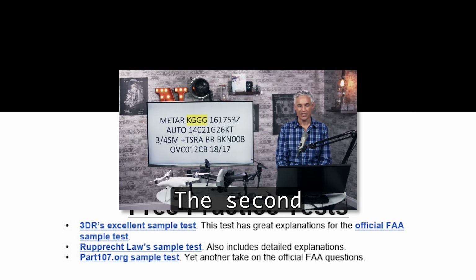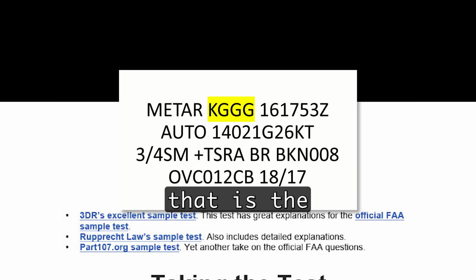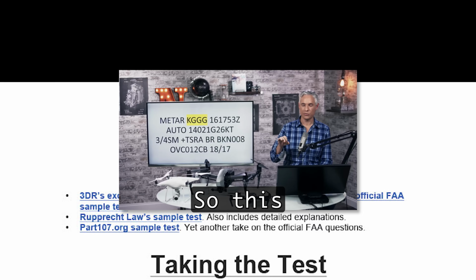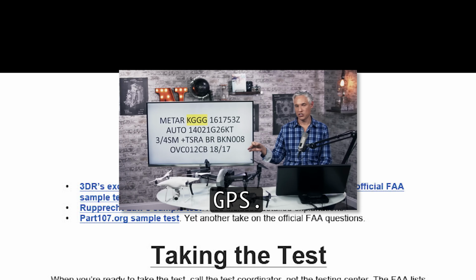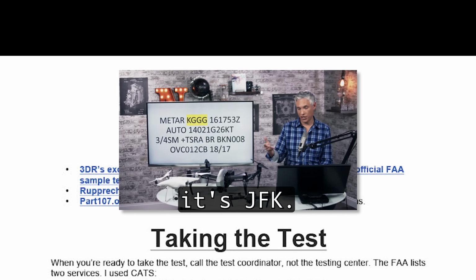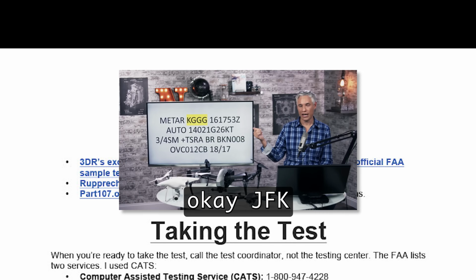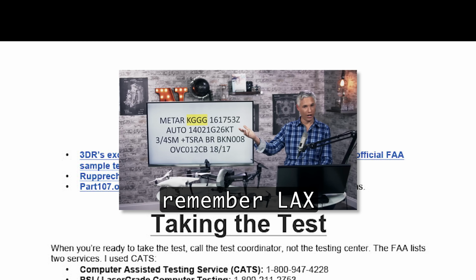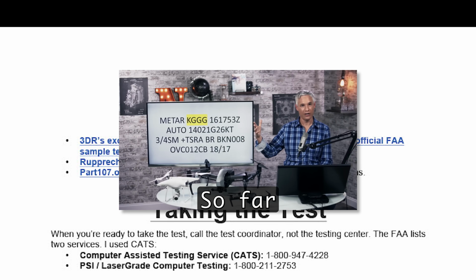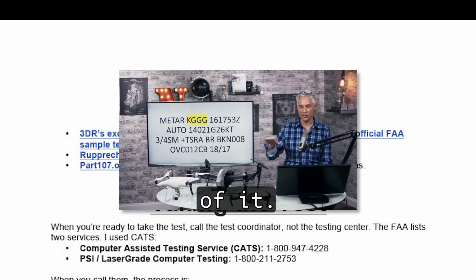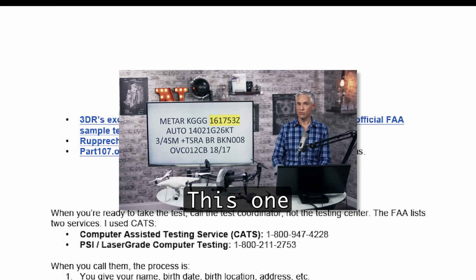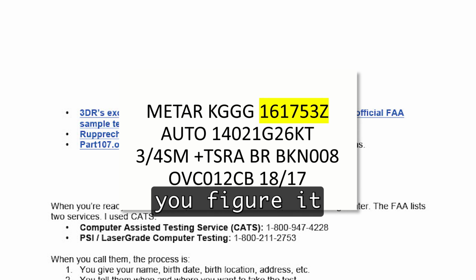No problem. The second block is the 3-letter code for the airport plus a K. So this particular airport, the code is GGG. If you ever fly out of John F. Kennedy Airport in New York, it's JFK, so their METAR would say KJFK. Remember LAX, the LA airport? KLAX. That's all it is. So far, we've gone through a good section of it. Those first two words are really easy to understand. This one, also easy to understand once you figure it out.